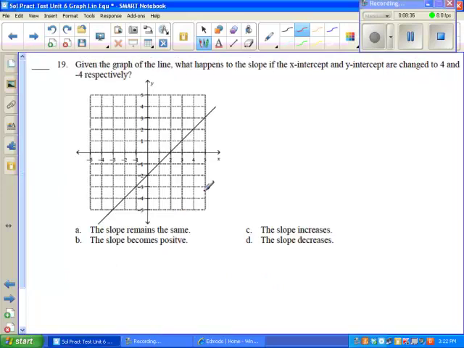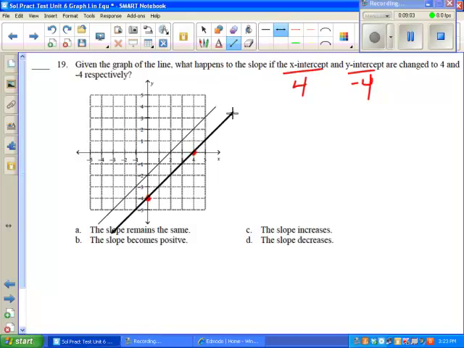Given the graph of the line, what happens to the slope if the x-intercept and the y-intercept are changed to 4 and negative 4 respectively? Respectively means I keep in order. So the x-intercept will be 4, the y-intercept will be negative 4. So let's plot them. Y-intercept, x-intercept. What happens to the line, ladies? Parallel. The slope remains the same because they are parallel.